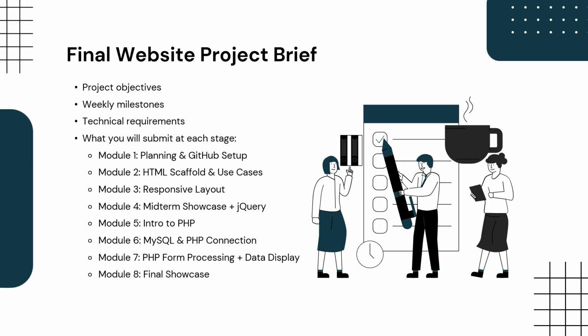Then in module 5, this is really when we run into creating a dynamic website, because you're going to get introduced to PHP scripting and coding. Then in module 6, you're going to be working with the MySQL database and connecting it to your PHP. In module 7, you're going to be doing some form processing using PHP and also displaying data that's in that database. And then finally, for the last module, which is your final, this is where you conclude everything and have your final showcase.